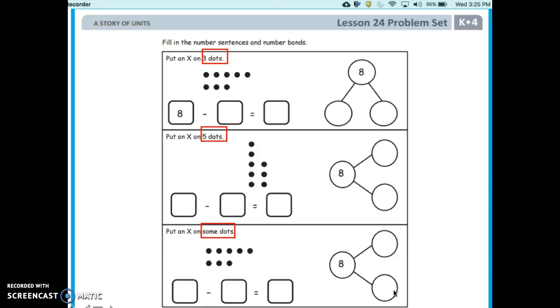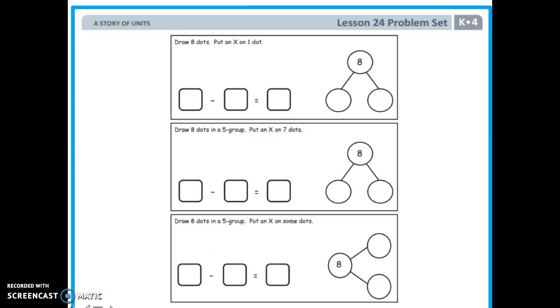If you're confused, I want you to rewind this video and start all the way over at the top and do it one more time. If you're still struggling, I want you to sign up for a small group mini lesson with your teacher. We're going to go on to the second page. Boys and girls, these are going to be challenge problems, so I want you to give it a try. If you're frustrated, please stop.